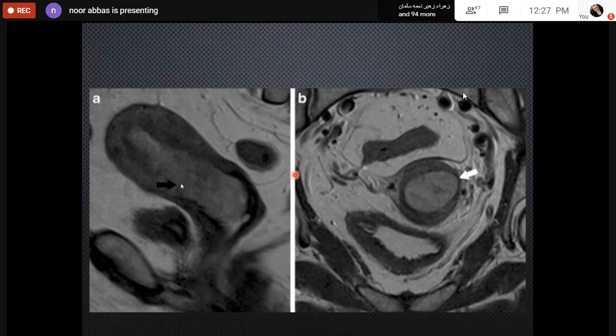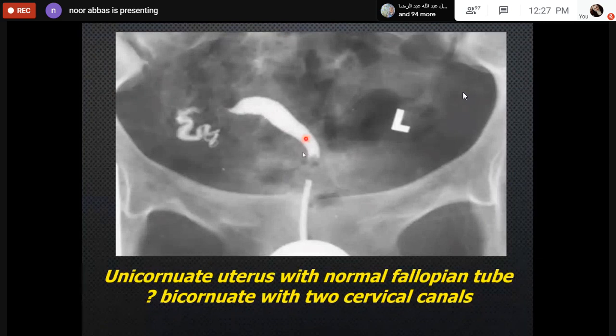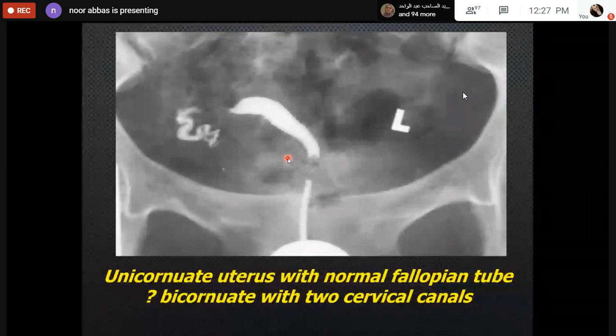Okay, نحكي شوية في hysterosalpingography. شنو هي الهيستيروسالتن geography؟ عبارة عن modality for imaging of the uterus and the tubes using X-ray. هي حاليا تستخدم for assessment of congenital abnormalities in the uterus مثلا تلاحظون انه this is unicornuate uterus يعني ممكن نشوف البايكورنويت uterus همين الانوماليز.